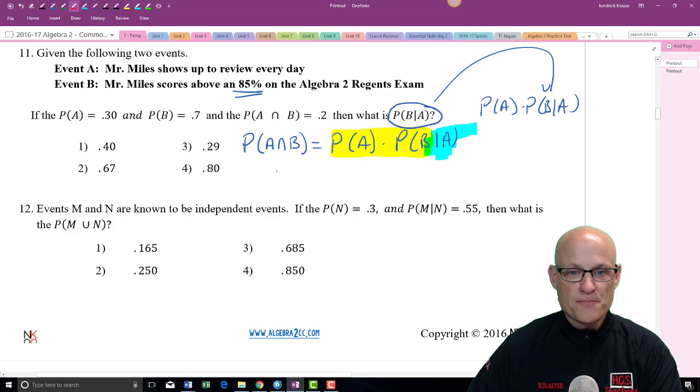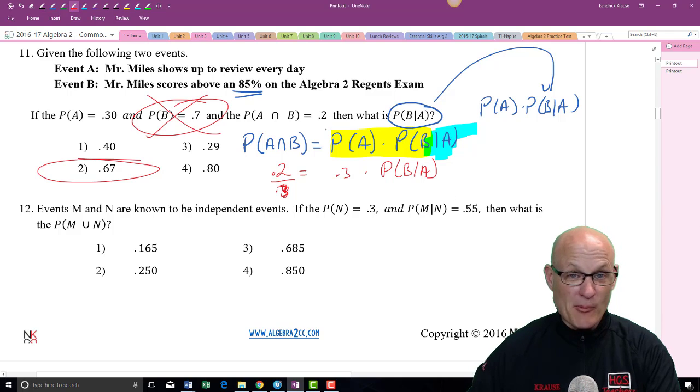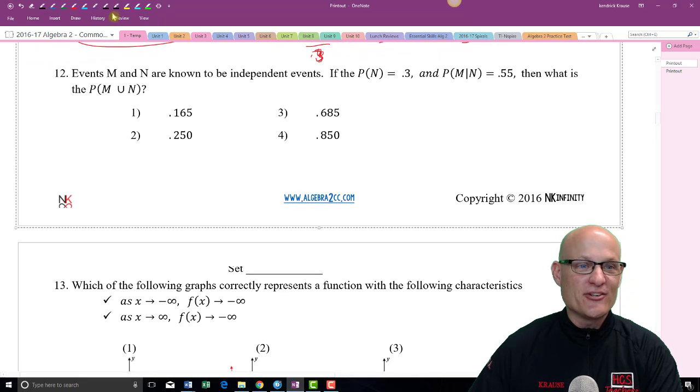All right, let's move. 0.2 is equal to probability of A is 0.3 times probability of B given A. And if you divide by 0.3, you get 0.6666666666, which is 0.67. Again, this was just superfluous extra information trying to trick you. Oh my God, more.